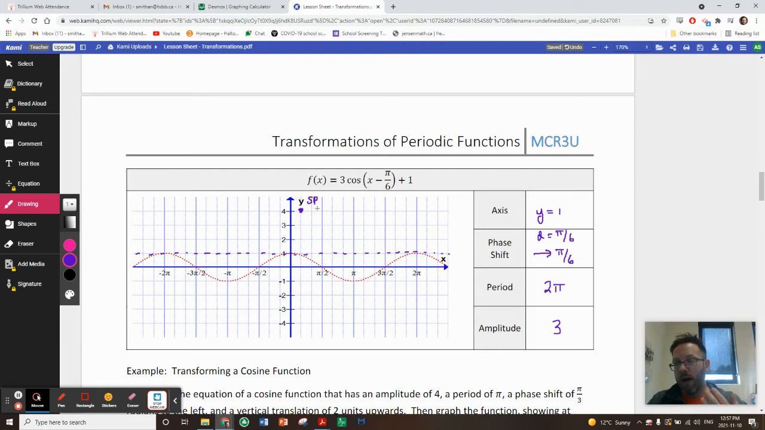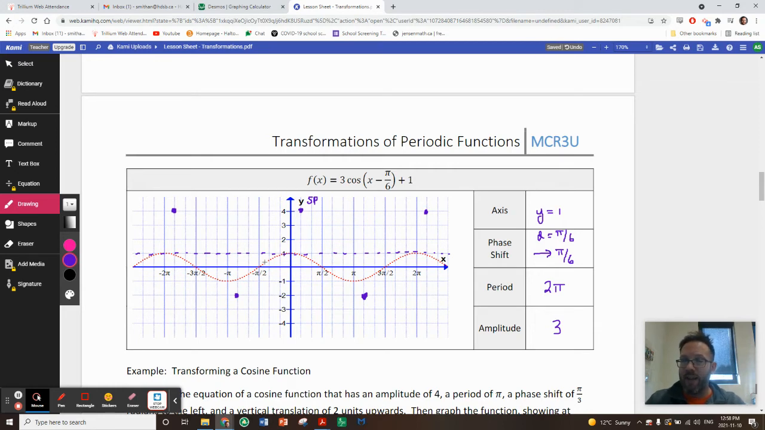Now, in this case, I like to use the period and plot where else I am going to have a maximum. The period's 2 pi, so another 2 pi units over, I'll have a maximum. And going back 2 pi units, I'll have another maximum. So we've got our maximums. With the cosine function, I next like to add in the minimums. Where are the minimums going to be? The minimums will be halfway between the maximums, and they'll be 3 units below the axis. So here, and then 3 units below, and then here.